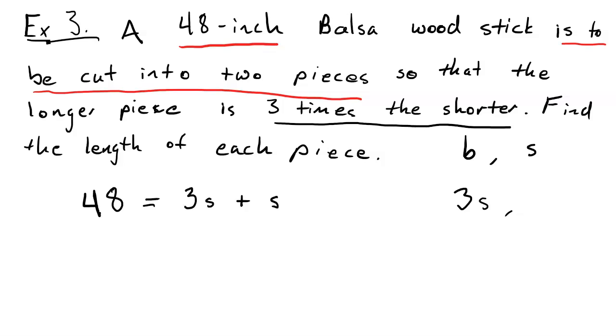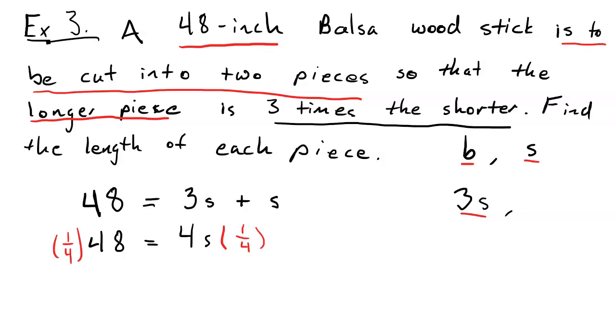Okay, so I just want to make sure you followed. So we have the longer piece, which is 3 times the shorter. So b is equal to 3s, so we put that right there. And then we have to add that length to the shorter piece, which is just s. And now we should get 48. So when we do that, we have 48 is equal to, combining like terms, 4s. Then we multiply by 1/4 or divide by 4, whichever way you like to think of it. And then 48 divided by 4 is just 12.